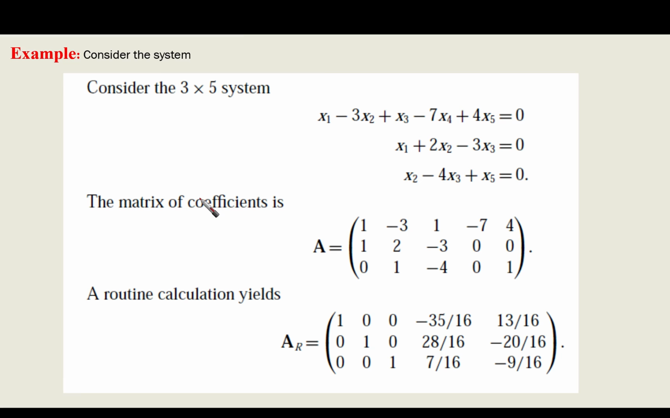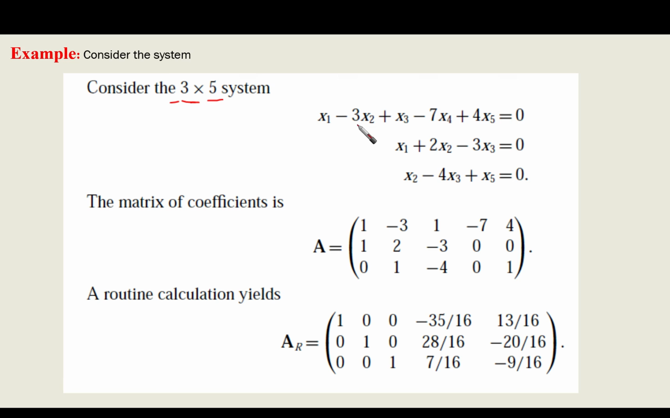Now let's have this example. Consider this system. We have a 3 by 5 system, starting from x1, x2, x3, x4, x5, and this is the equation here equal to 0. The second equation has x1, x2, x3; we do not have x4 and x5 here. And in the last equation we have x2, x3, and x5.